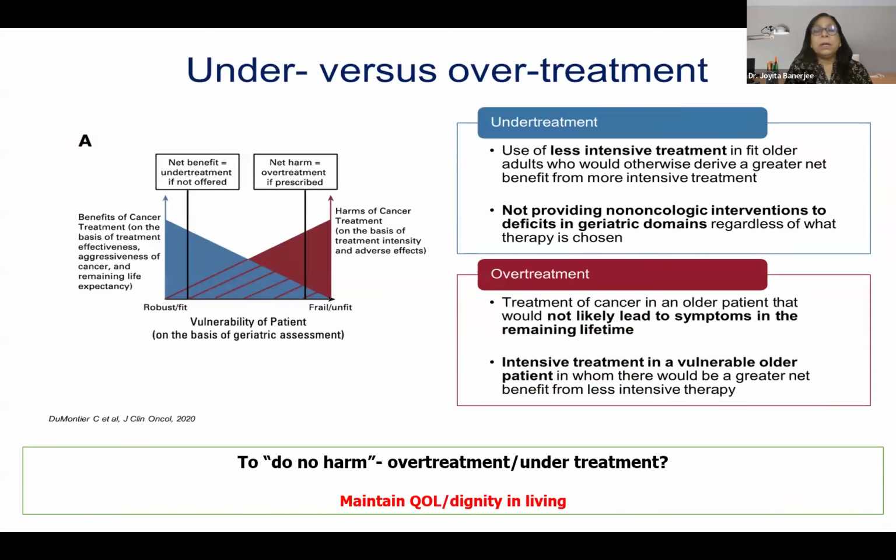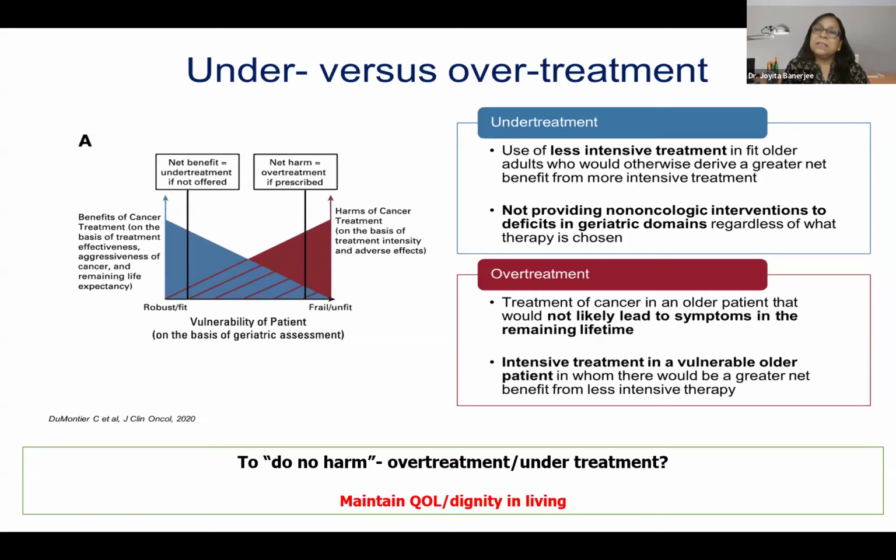So under versus over treatment is always an issue while treating an older adult. As mentioned earlier, since we have very few older adults in clinical trials, we do not have much to guide us. So for the treating physician, there is always a fear of either under or over treatment. When we are treating the two ends of the spectrum, in the robust or fit patient there is always a risk of under treatment, whereas in a frail or unfit patient, there is a risk of over treatment.